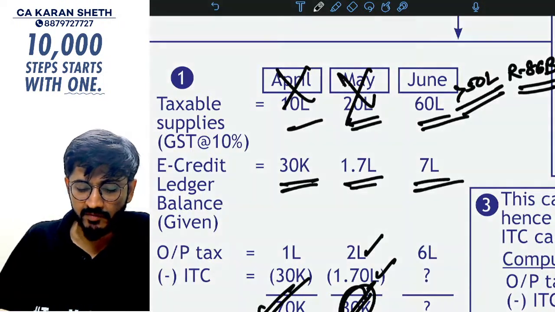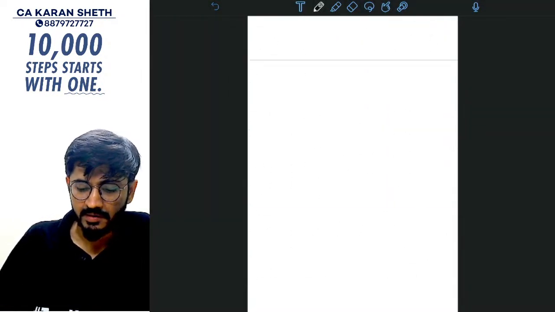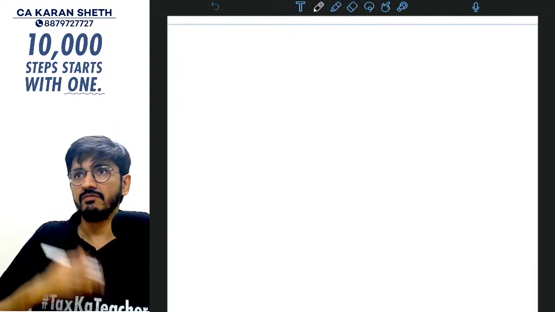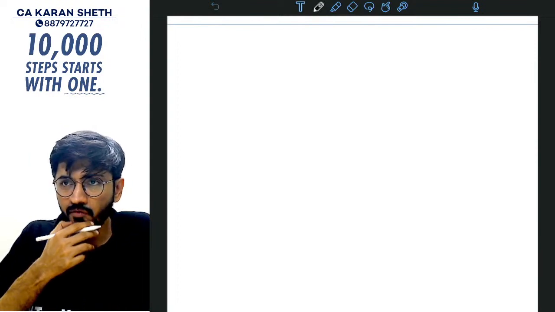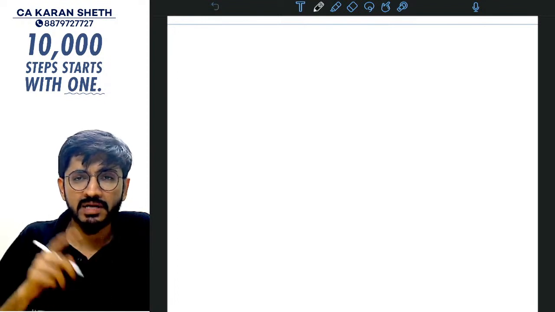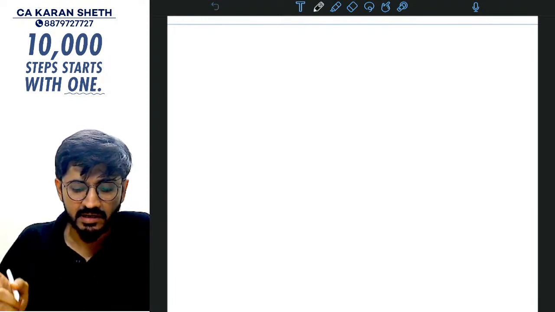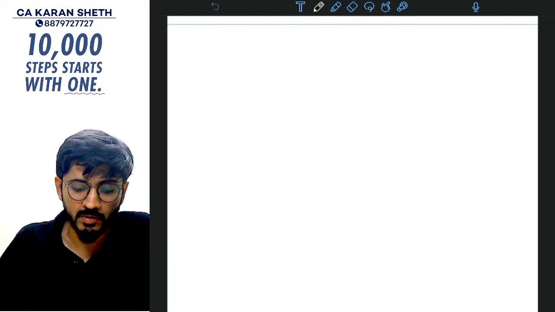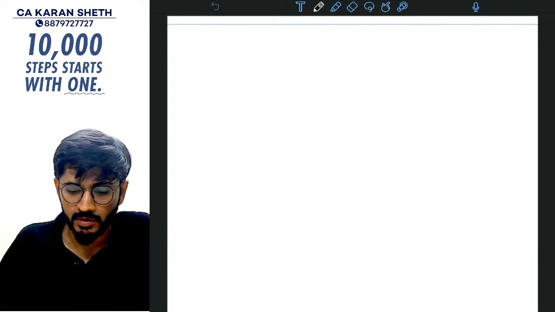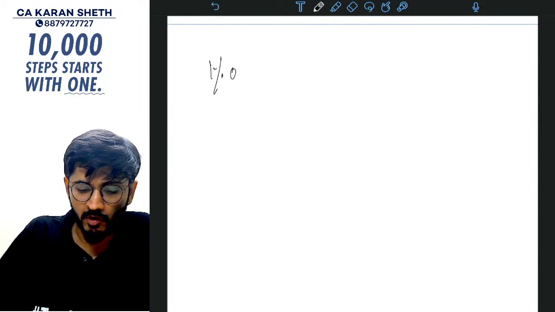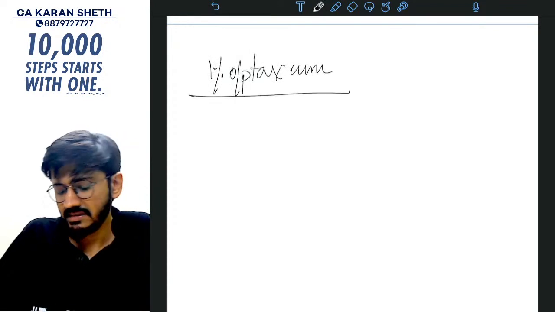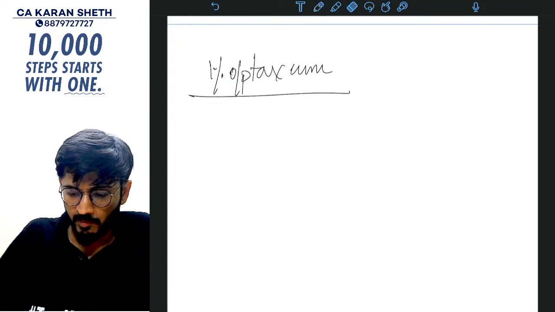So to check that, we will now have to do the experiment. Okay, so we will first check, okay, what is the amount that we have paid through e-cash ledger up to the set tax period, that is June, and what is 1% of the output tax cumulatively. Okay, so if the 1% of the output tax cumulatively, we'll see that. And second is amount paid through e-cash ledger.